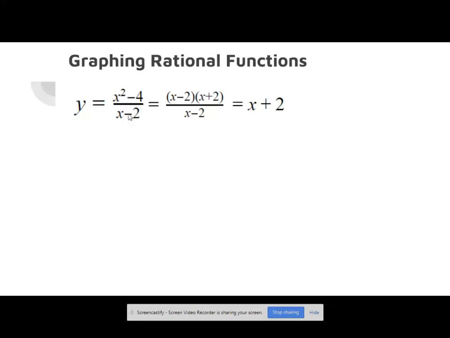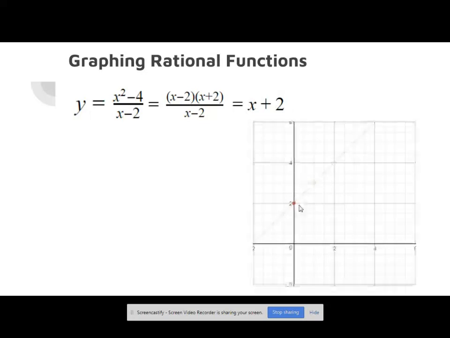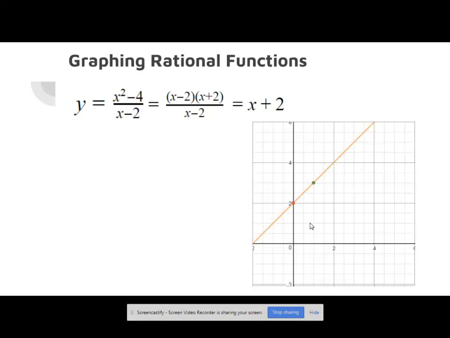We've simplified this rational function down, and we're going to use this to graph, which is a lot easier because this is a linear function. It's in slope-intercept form. Y is by itself. So the y-intercept would be 2. There's the y-intercept right there. The slope is the number being multiplied to x, which is 1. So if you go rise of 1, run of 1, you're going to find another point right about there. And if we connect the dots, we now have a graph for this equation, y equals x plus 2.